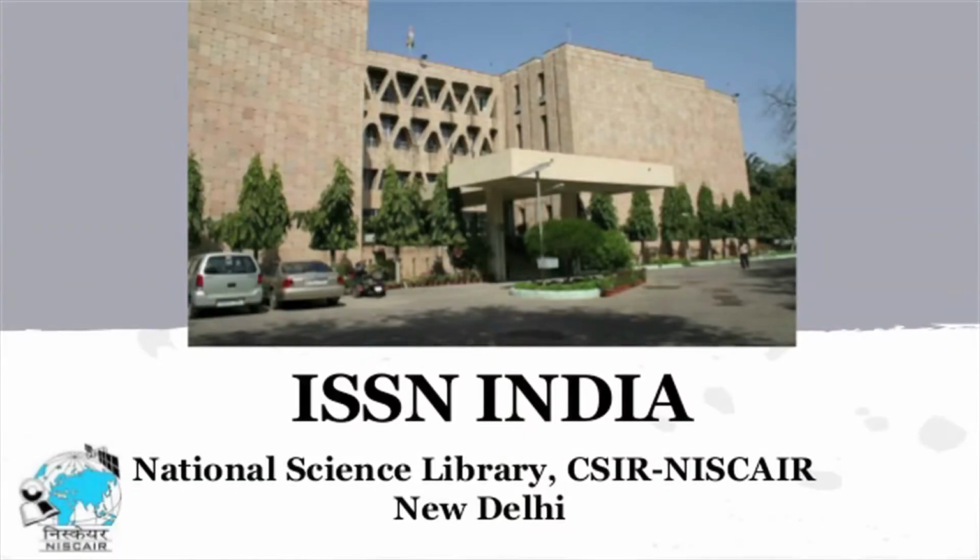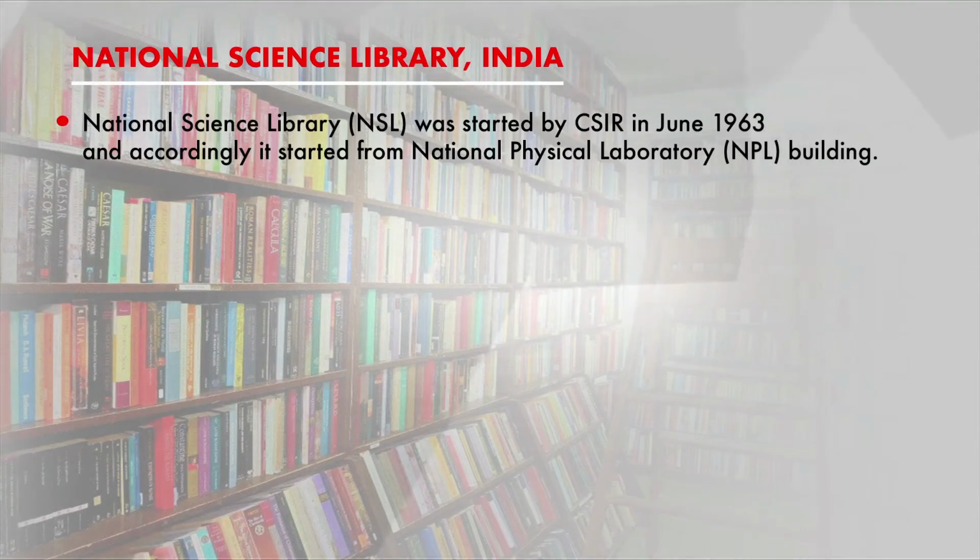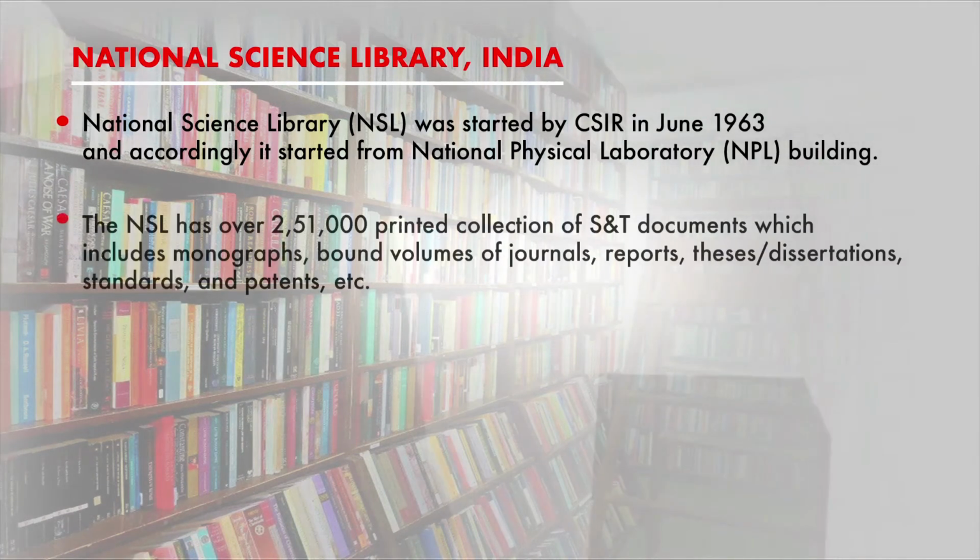The next type of subject national library is the National Science Library. It is also situated in India. National Science Library, NSL, was started by CSIR in June 1963, and accordingly it started from the National Physical Laboratory building. This National Science Library of India has over 2,51,000 printed collection of science and technology documents, which includes monographs, bound volumes of journals, reports, theses, standards and patents, etc.